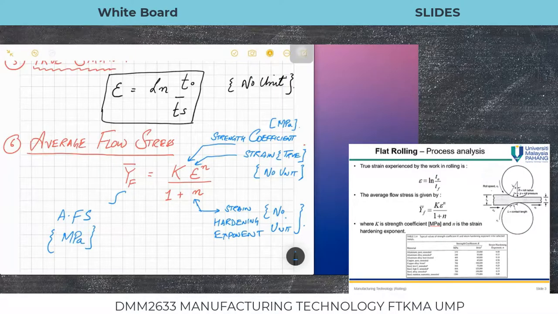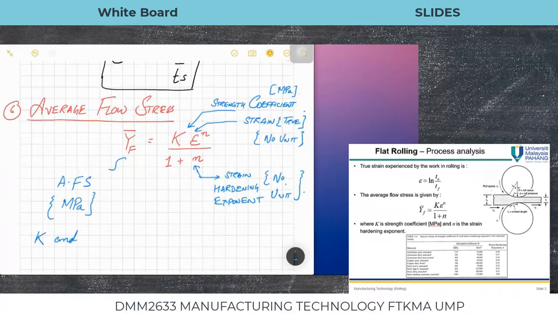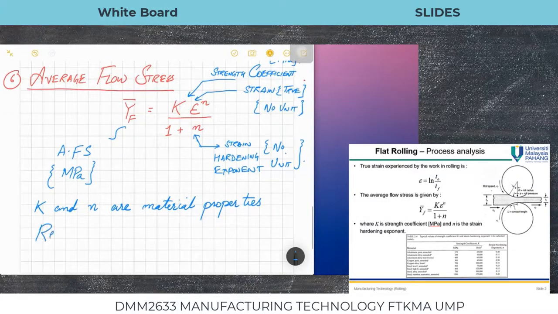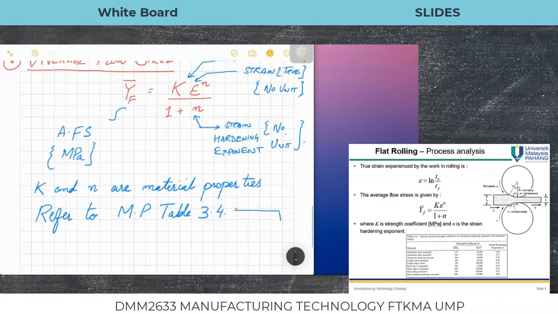Now the question is, what are K and n? K and n are material properties. To get the value of K or n, we need to refer to the material properties table, Table 3.4. If in the exam I give you a numerical, I will also provide you this table. This table is important and it will be given in the exam.